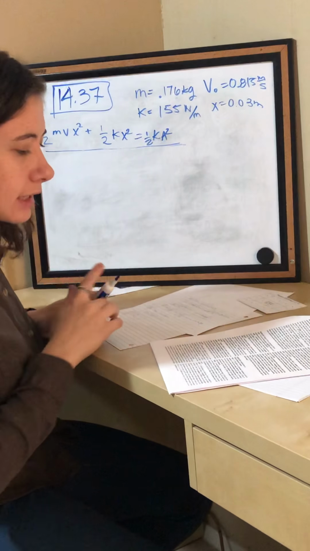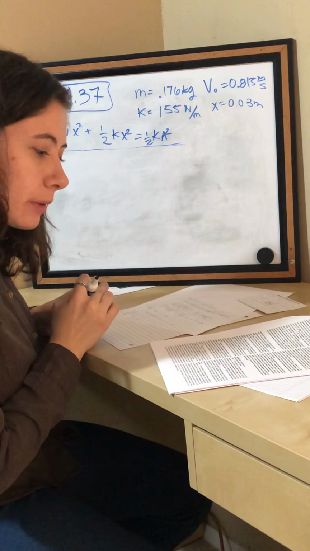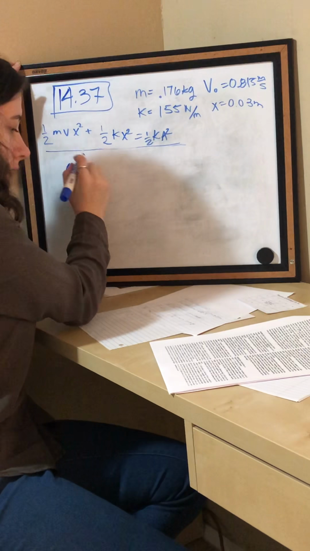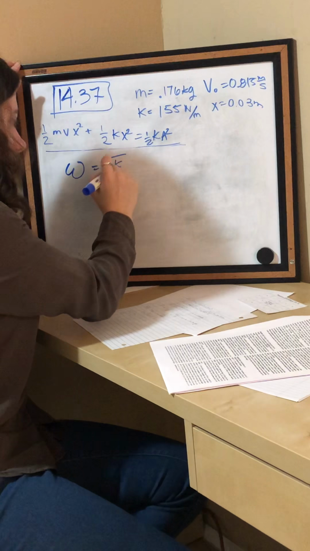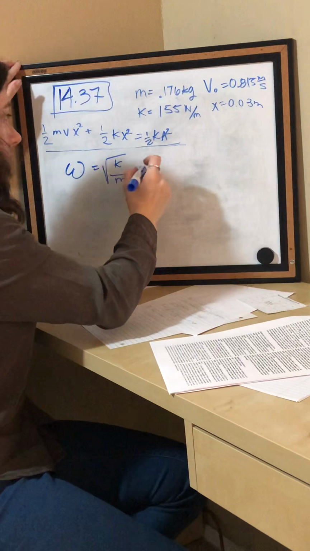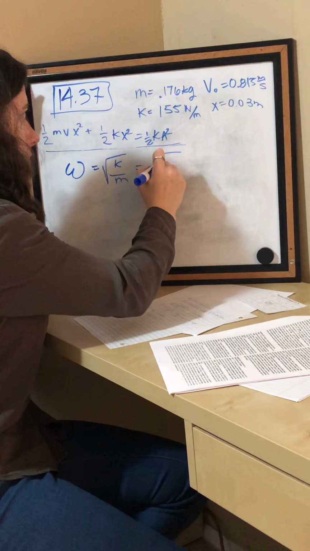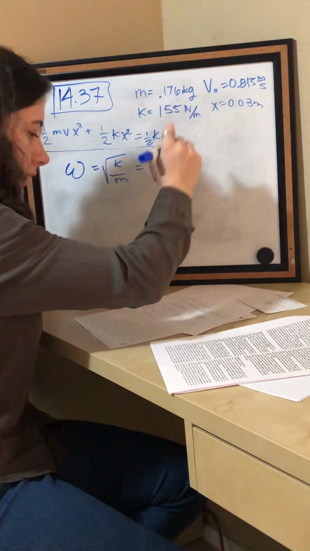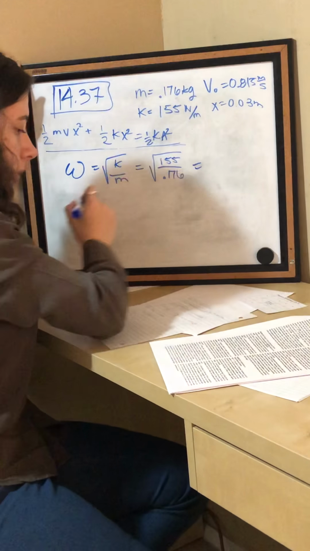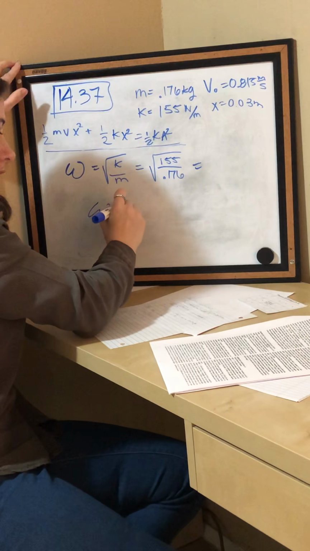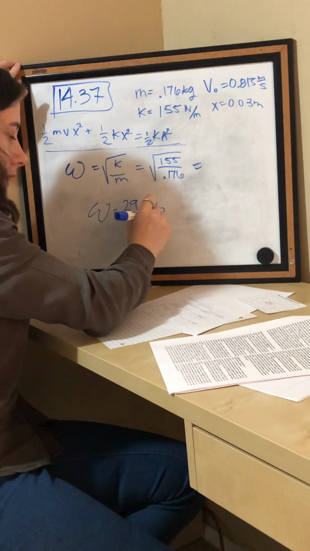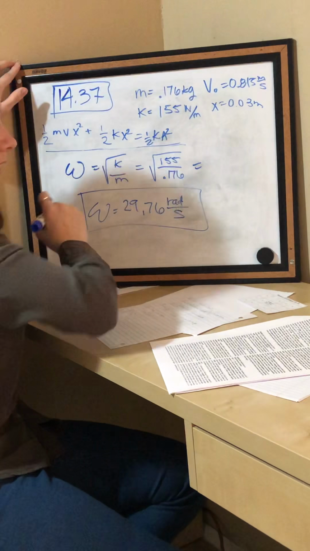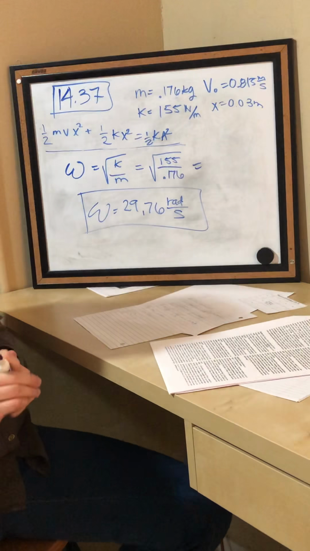And there's part C. Part C says, what is the angular frequency of the oscillations? So, angular frequency equals the square root of k over m. We know what k is, it's the 155. We know what m is, 0.176. Plug that in, and we get 29.76 radians per second for our angular frequency. And that is number 37.